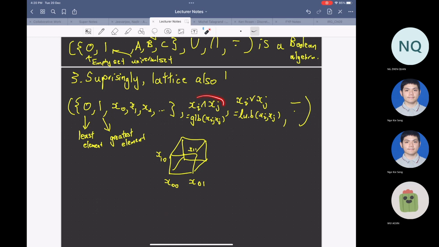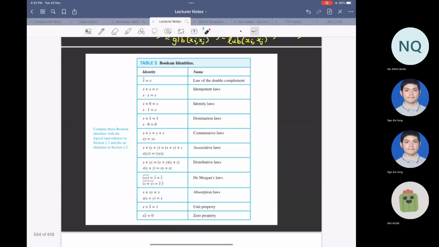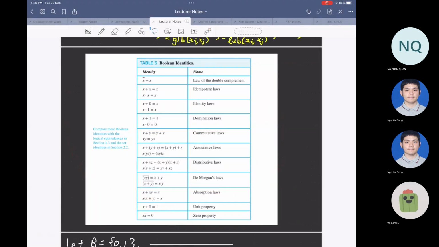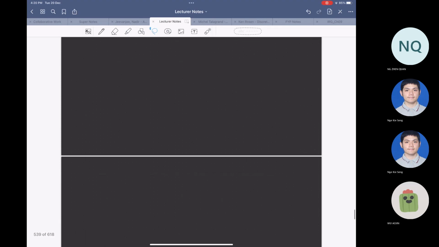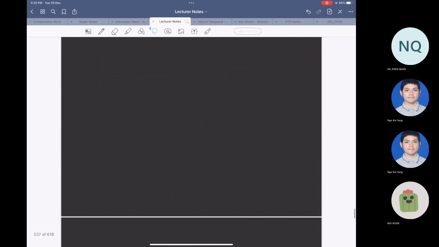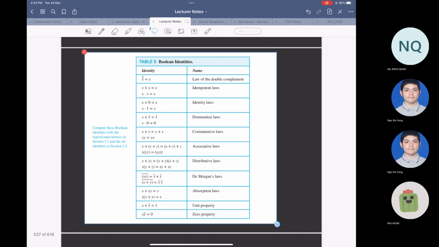Okay. So how you combine the two elements, you take the greatest lower bound, or you can take the lowest upper bound. Okay. So kind of take everything together. Okay. So the next one is just to remind you of this table here. Remember this table here? I gave it to you in exam one. Okay. But this is the generalization of it. Okay. So we have all these.